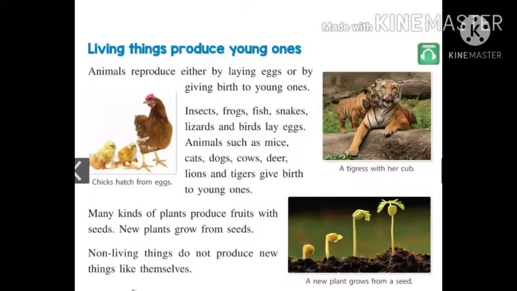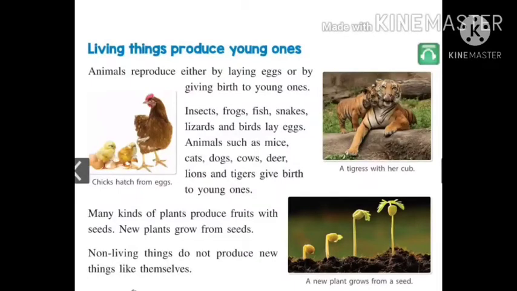Many kinds of plants produce fruits with seeds. New plants grow from seeds. Non-living things do not produce new things like themselves. So what do we see? The living things can reproduce like themselves. Some of them reproduce from seeds. Some of them reproduce by laying eggs. Some of them give birth to their young ones.